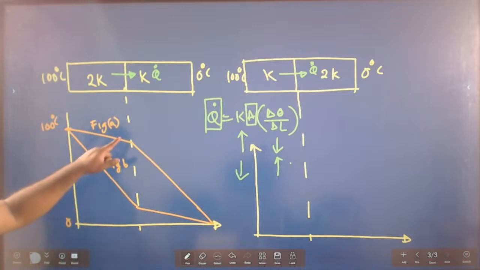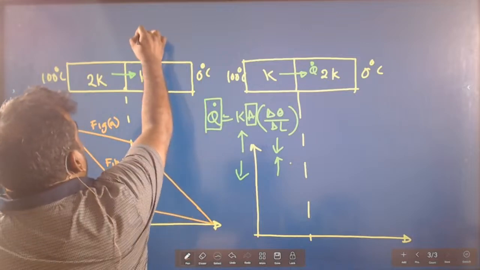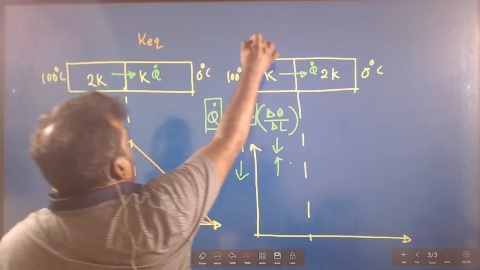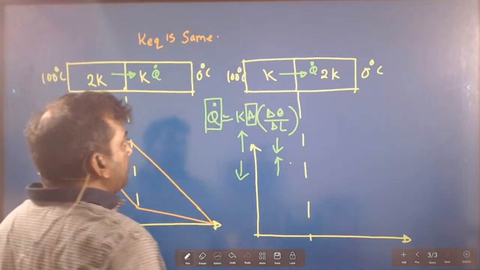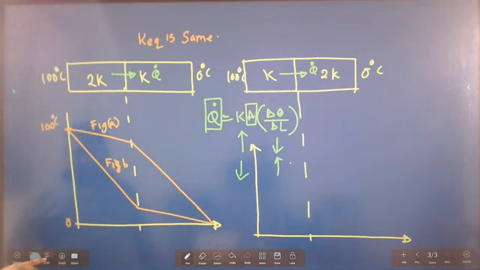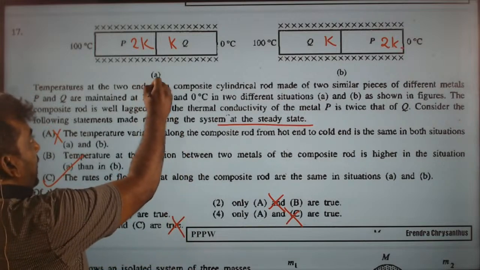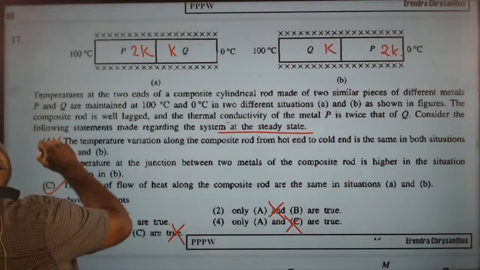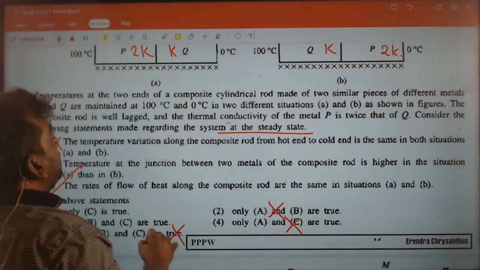What can you say? Intermediate temperatures are different. But the effective K equivalent is same, right? Because every dimension is identical. So right now if you fold this, temperature at the junction between two metals of the composite rod is higher in situation A. Wrong. Situation A is not higher. Situation A is lower, 2K K.